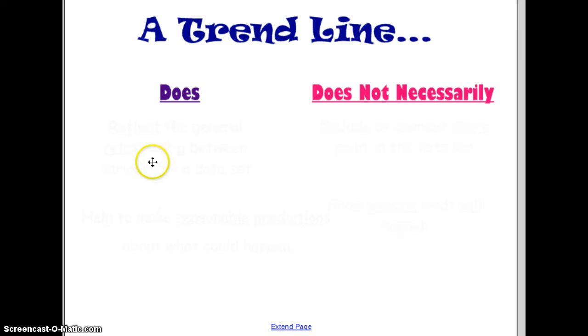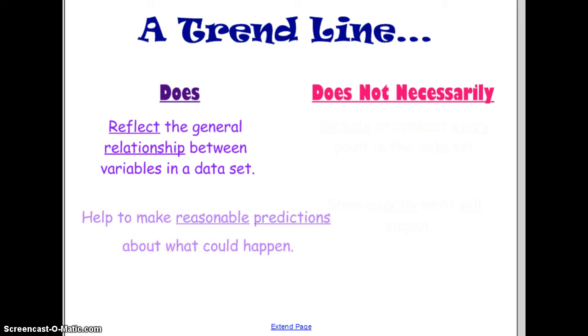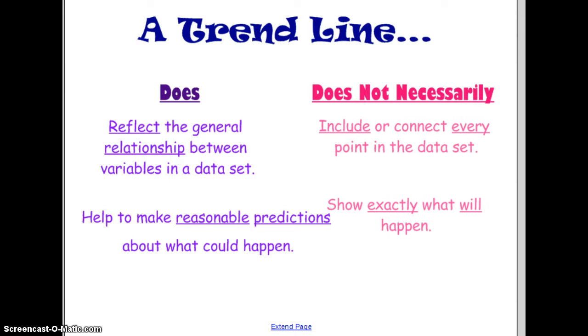A trend line reflects the general relationship between variables in a data set. It helps to make reasonable predictions about what could happen. A trend line does not necessarily include or connect every point in the data set or show exactly what will happen. Let's use this information to make some predictions.